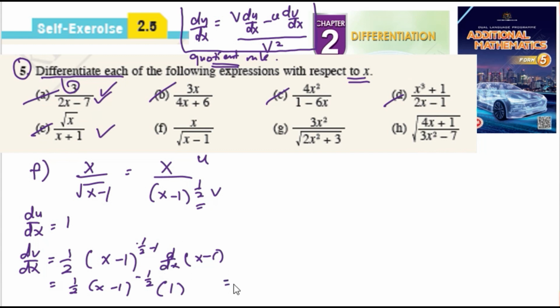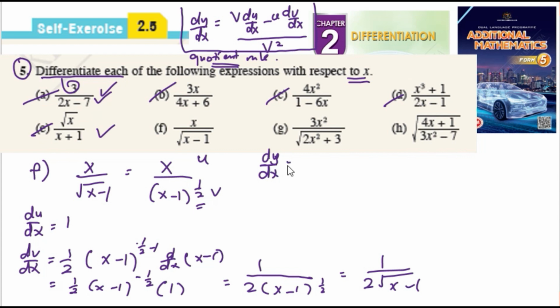So here you get, half times 1 is half. So we see this one is power negative, so we wanted it to be positive, so 1 over 2 x minus 1 to the power of half. So we see the power of half is equal to 1 over 2 square root of x minus 1. So now we have u, v, du over dx and dv over dx.